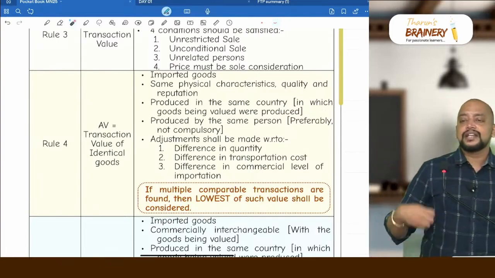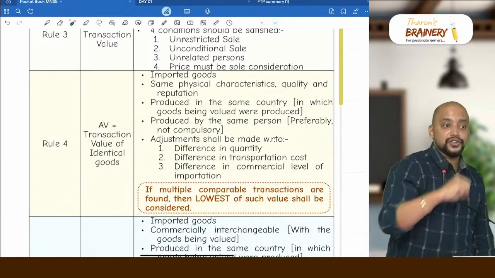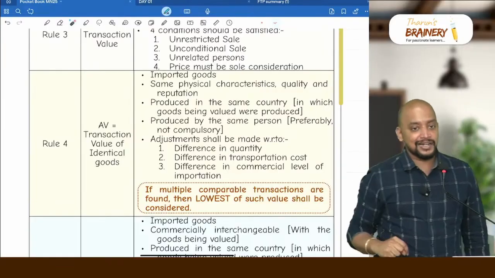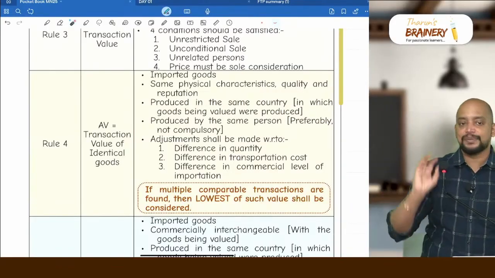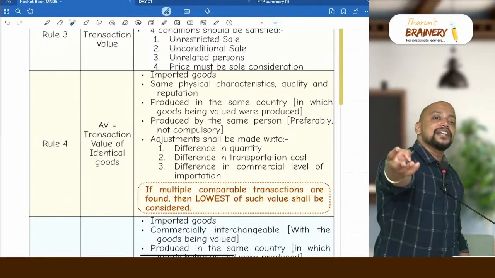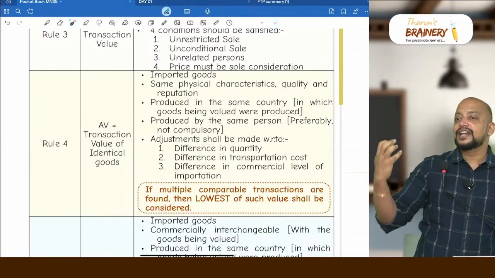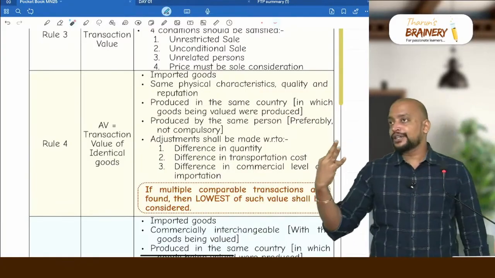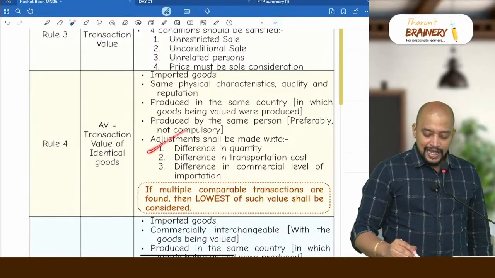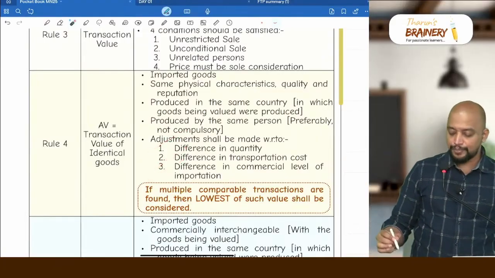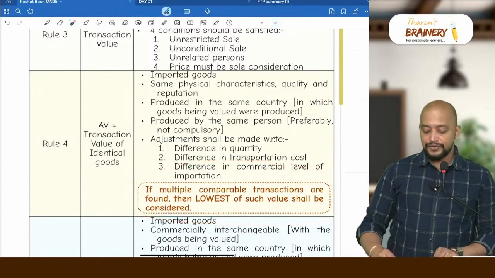Thereafter, difference in the commercial level also we need to adjust. For example, I have imported from a manufacturer, but you imported from a wholesaler, and the usual margin made by wholesalers in that country is 15%. Then what you need to do? I need to take the price at which you have imported and minus 15%. When I do that, I will get the directly comparable value. What are the 3 adjustments? Difference in the quantity, difference in the transportation cost, and difference in the commercial level of importation. And if I get multiple transactions like this, which should be taken?